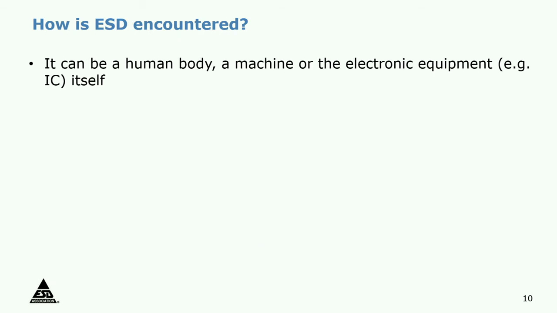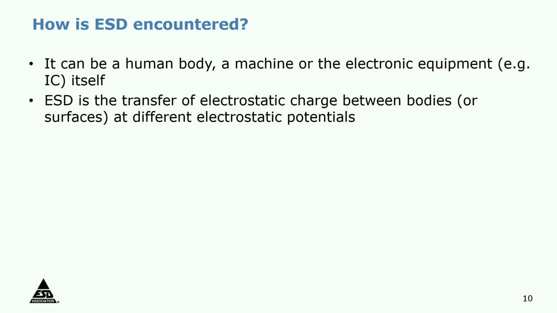Continuing on how ESD is encountered, it can be a human body, a machine, or electronic equipment, for example the IC itself. When the IC is in an automatic handler, it could have a potential, and when it slides and hits the ground plane, or when it's put in a socket, or in machine handling of the devices, any one of those, when it touches a ground plane, you get a discharge. Just like a human's charge touching a pin can cause discharge, an IC itself can get discharged when it hits the ground plane.